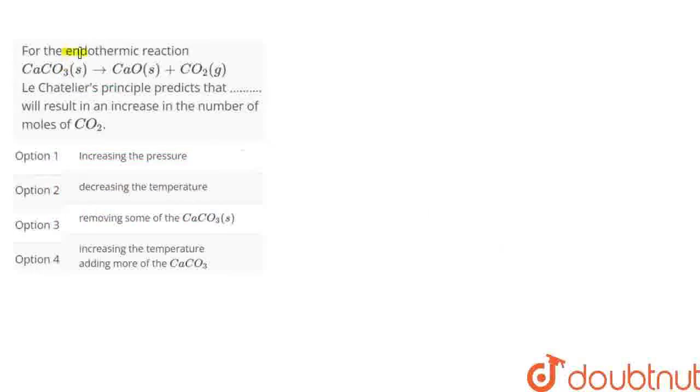Hello everyone. Question is, for an endothermic reaction, Le Chatelier's principle predicts that blank will result in an increase in the number of moles of CO2. So according to the question, we have to find out by using which option we can increase the number of moles of CO2. Let's start the question.